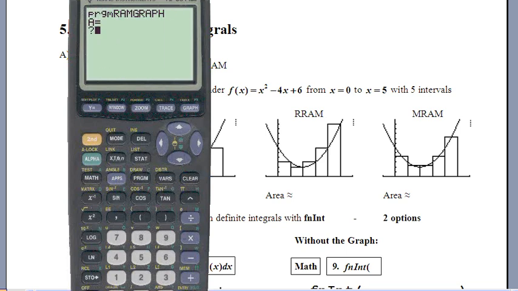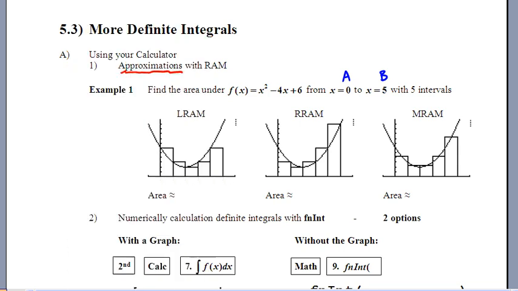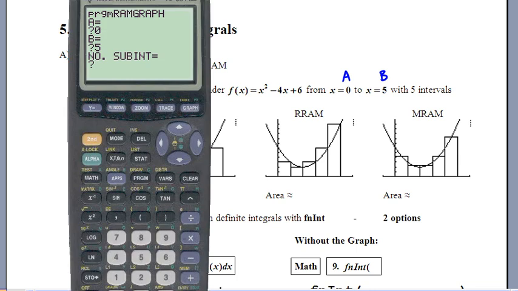And if I fire it up, it says, okay, well, where do you want to start? Where do you want to finish? And if you are going to play with this program called ramgraph, then the starting value is what they call A. The finishing value is B. So I would say, hey, from 0 to 5. And then it asks you, well, how many ribbons do you want? And you can see for my estimates that are on the page here, I'm going to be going with 5 ribbons. It's not going to be a perfect answer, but it's what I'm going to go with.